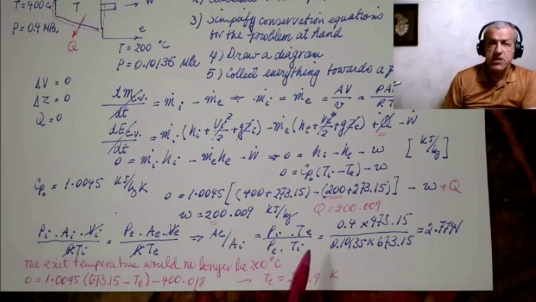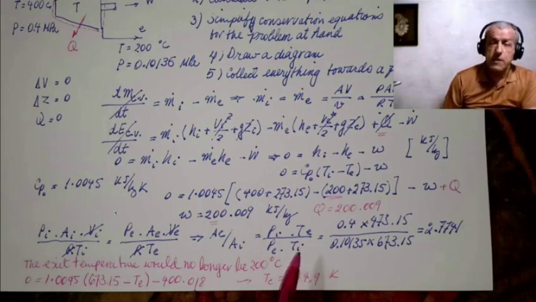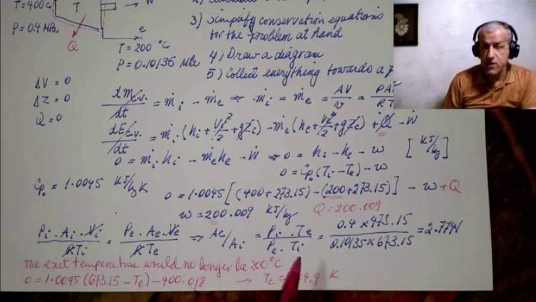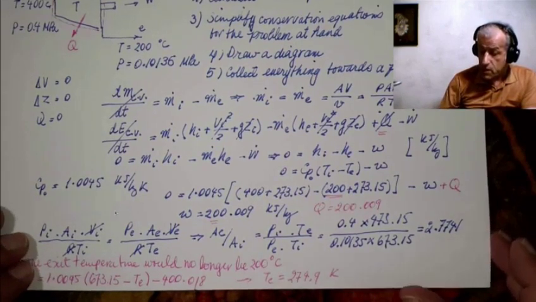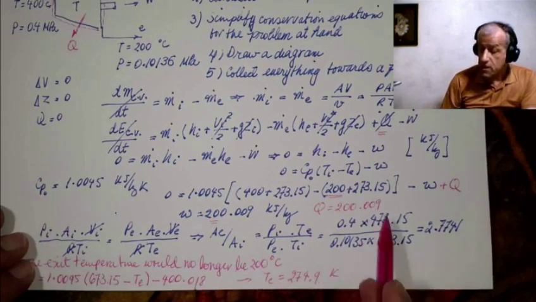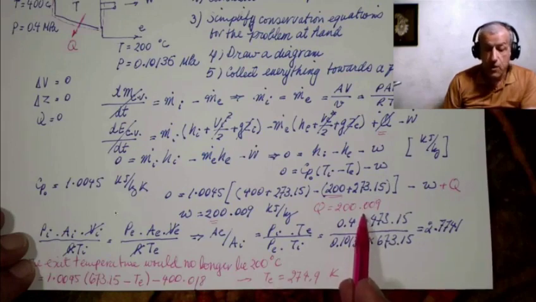Later on, in the chapter on availability, we would see that when temperature is low, the air is less available, it can do less work in the later stages. If we wanted to have the same exit temperature, then the work would be halved. I mean, we only would get 100 kilojoules per kilogram of work.